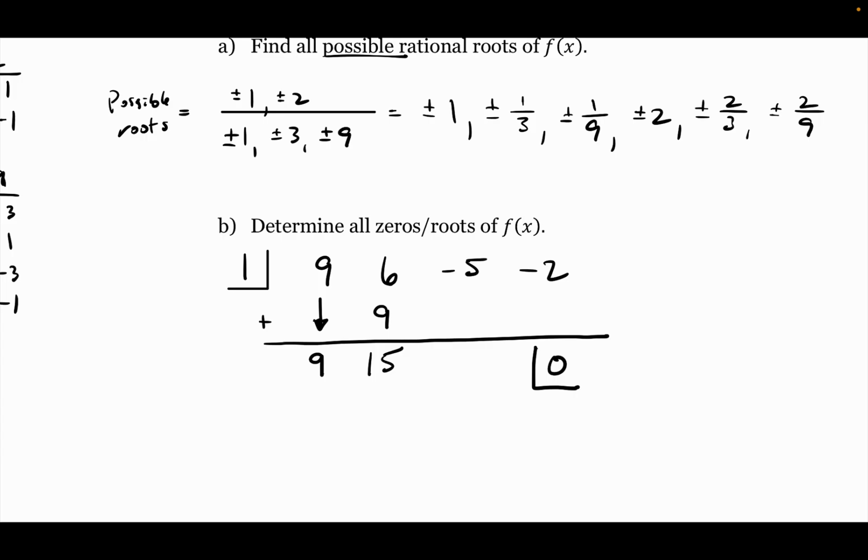1 times 15 is 15. Negative 5 plus 15, 10. Multiply one more time, positive 10. Is that going to give me a 0 as a remainder? No. So positive 1 doesn't work. So this is what we're going to do. We're going to erase the pencil stuff. So the pencil stuff should be this stuff here.